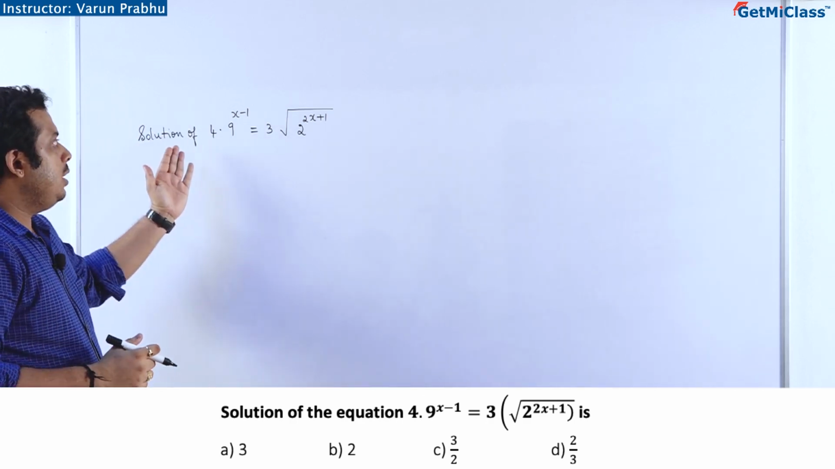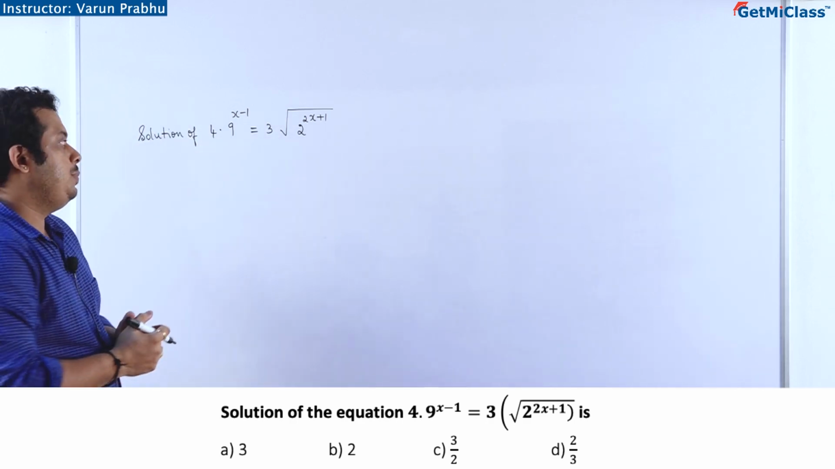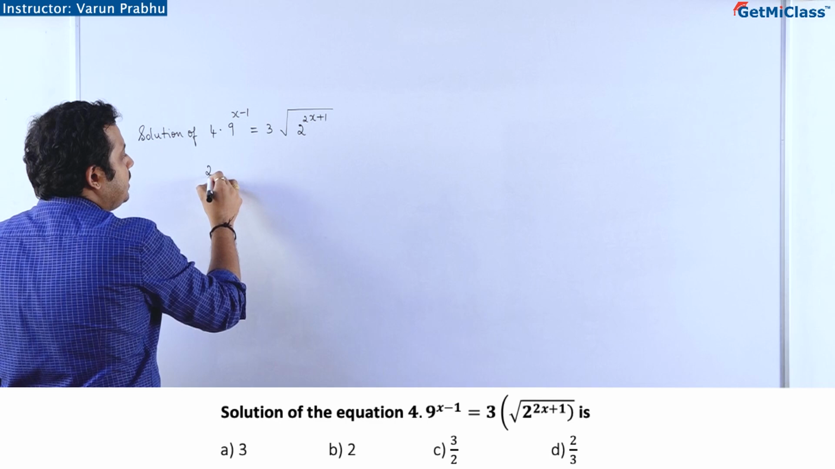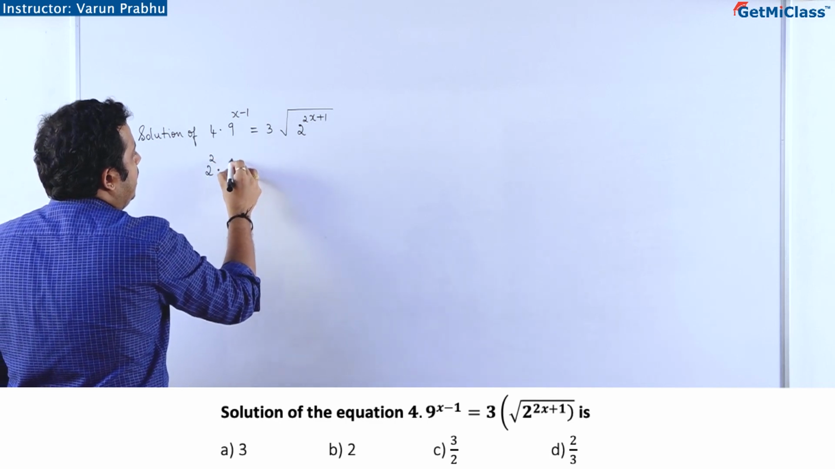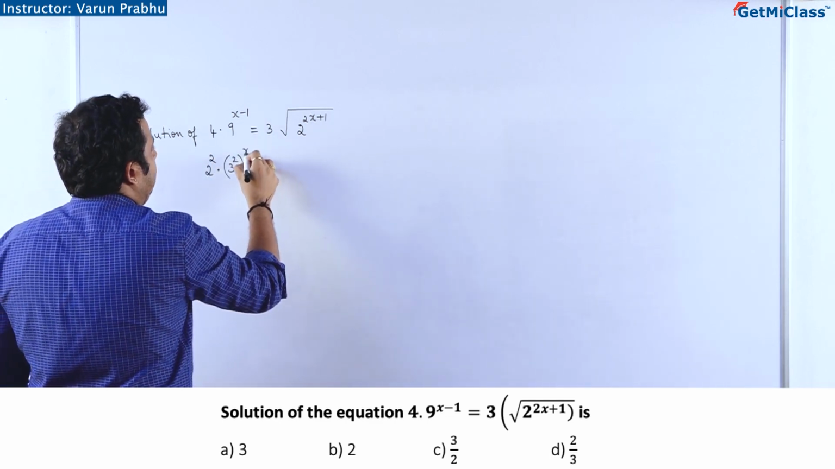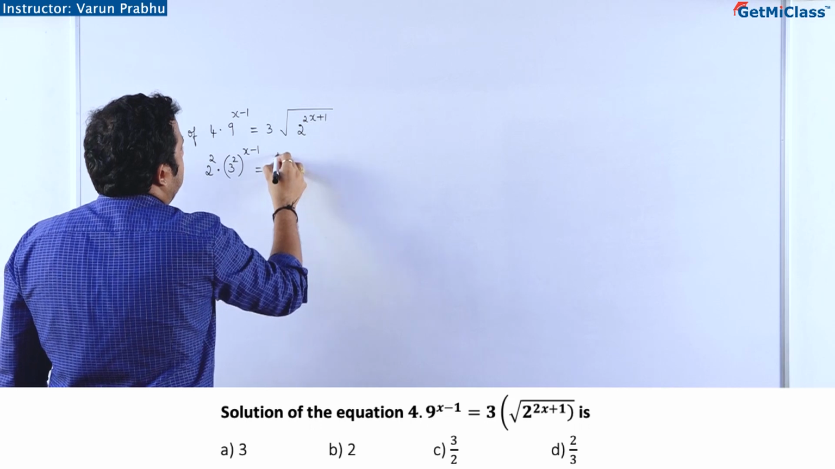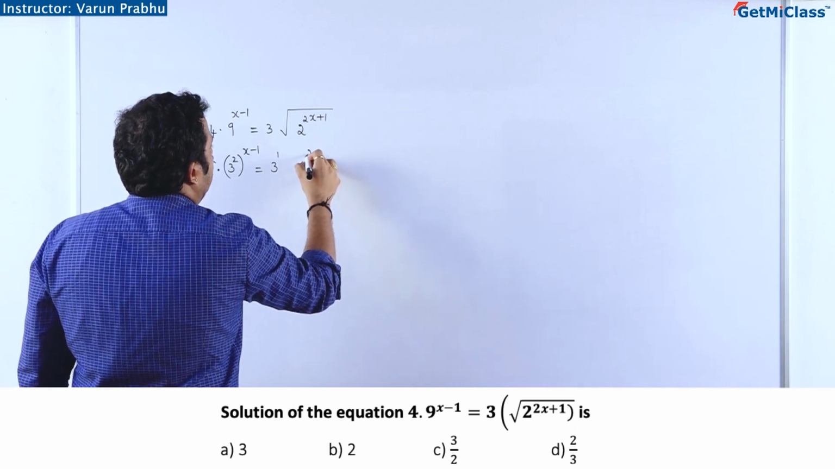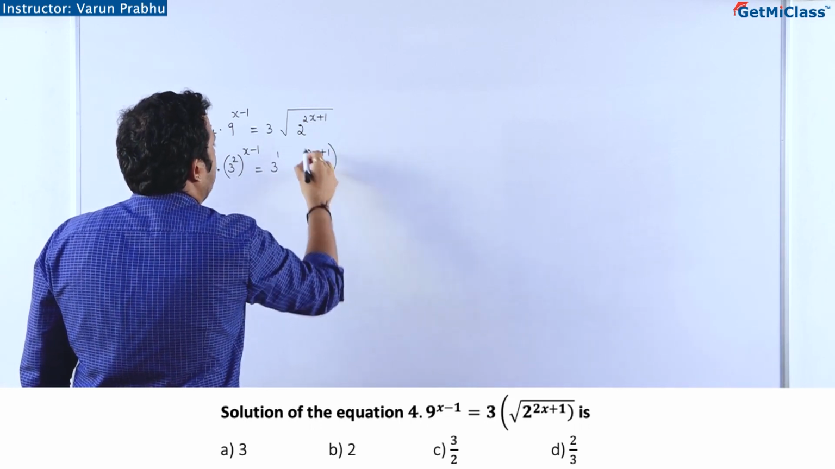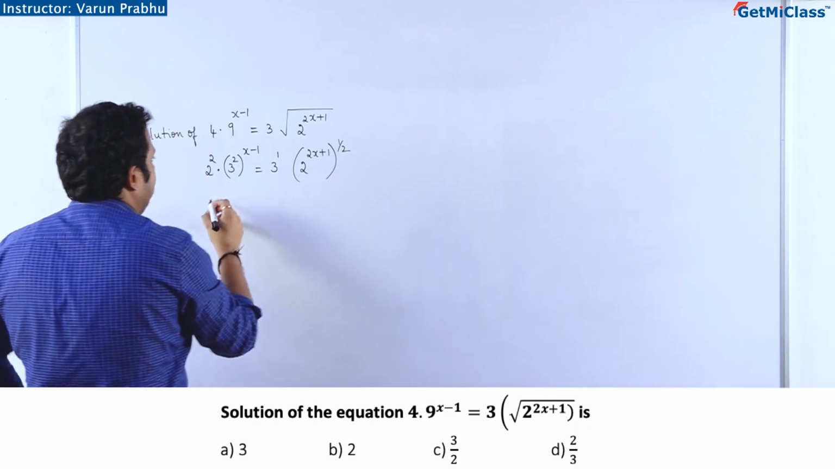If you look at this question, it is asking what is the solution of this particular equation. So 4 can be easily written as 2 square, 9 can be written as 3 square. So this is to the power of x minus 1. 3 can be written as 3 to the power 1, and 2 to the power 2x plus 1 to the power of half.